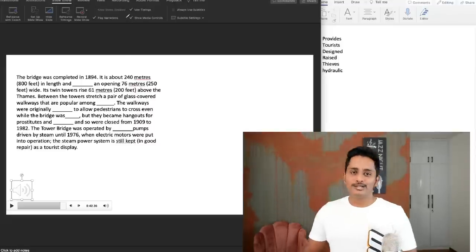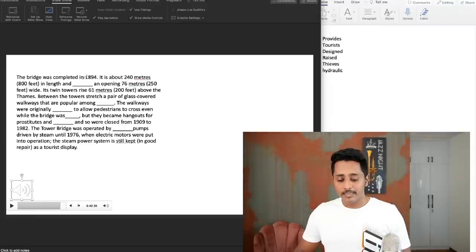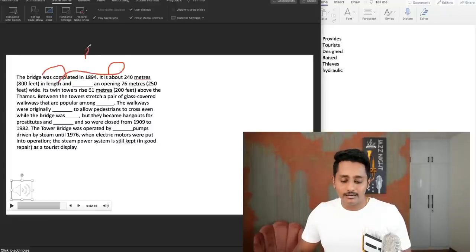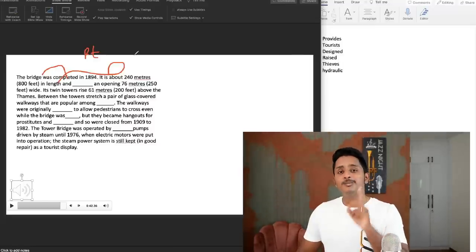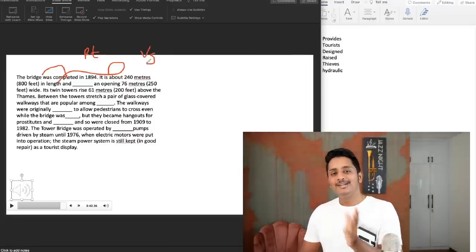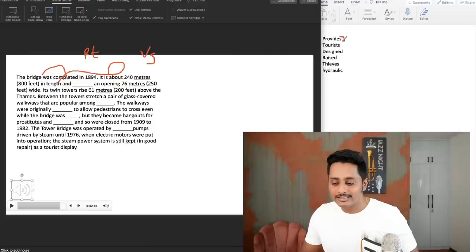There are a lot of grammar techniques called subject verb agreement. See here, the bridge was completed. It is about 240 meters and it provides. After it, it's he, she, it. Third person singular verb will have S. He eats, it provides. So you need to add this S.